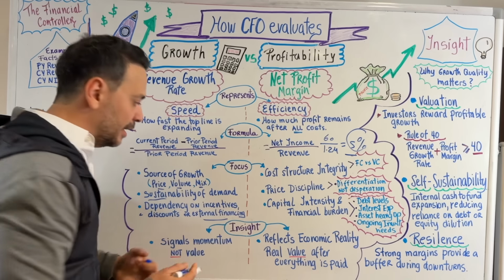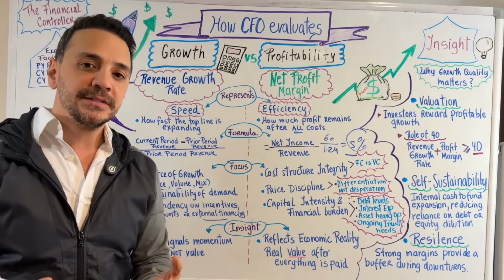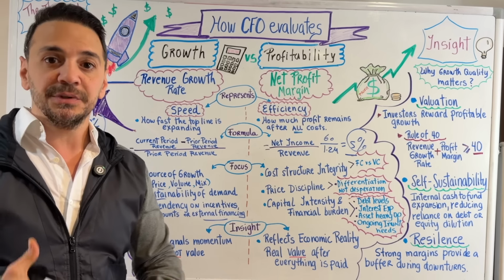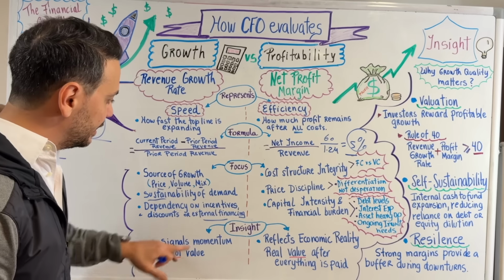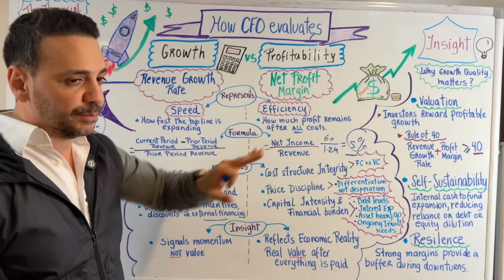External financing. If we are relying on external financing, such as loans to keep the business reinvesting back in the business in terms of equipment and fixed assets, that's going to eat away at our net profit margin in the form of interest expense.